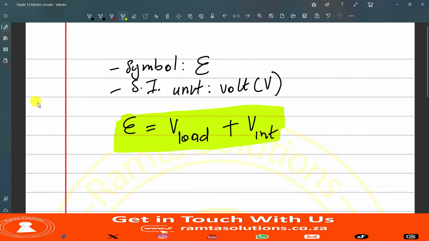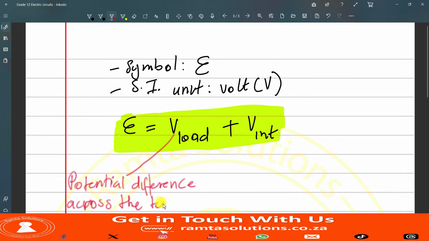So remember, this is the EMF. I told you this is the voltage when there's no current flowing. Now this V load is the potential difference across the terminals of a battery when there's current flowing. Or voltage, it's totally up to you. Say potential difference or voltage.